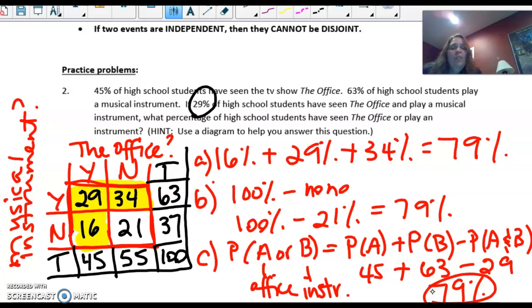And that's because your 45 was 16 plus 29. Your 63 was 29 plus 34. We reflected those 29% of yes, yeses twice. That's why we had to subtract them. That formula is part of your formula sheet if you're interested. Personally, I think it might be easier just to draw a table and answer the question. But hey, you know what? You need to go with what works best for you. All right, please turn to the next page.